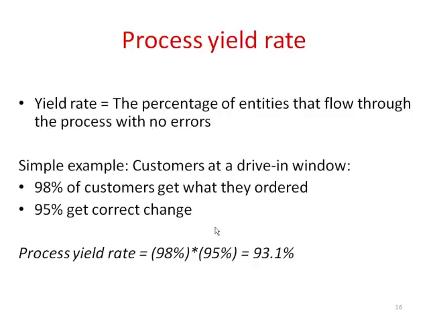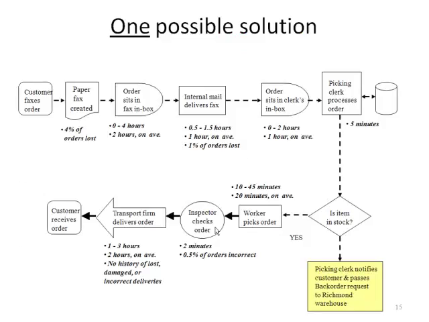I have a slide here that actually describes how we calculate the process yield rate. Again, it's going to be the percentage of entities that flow through the process with no errors. So if 98% of the customers get what they ordered at a drive-in window and 95% get correct change, one way of calculating process yield rate would be to multiply those two together to get 93.1%. But going back to this example then, we've shown that the process takes on average about 6.5 hours, maybe 2 hours, a little bit more than that, is value added, so less than a third of the time is value added, and there's a 1 out of 20 chance that your order will be screwed up in some way. There's a 95% yield rate.